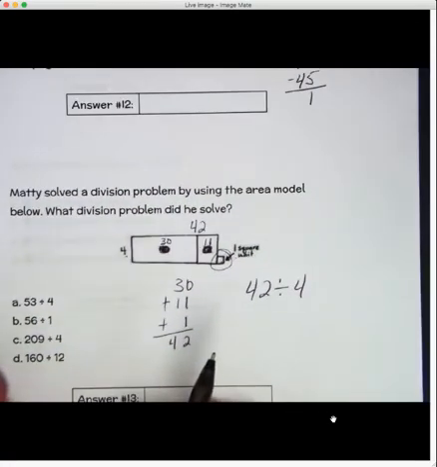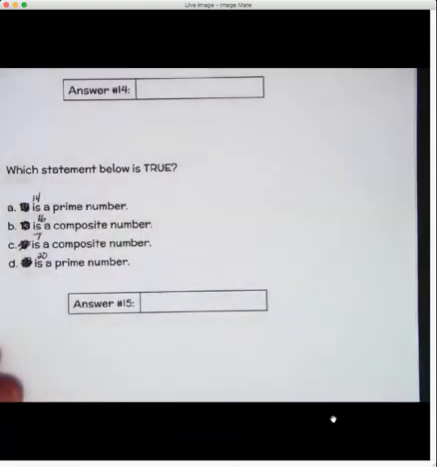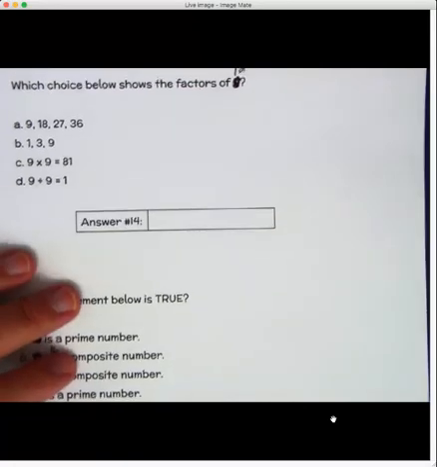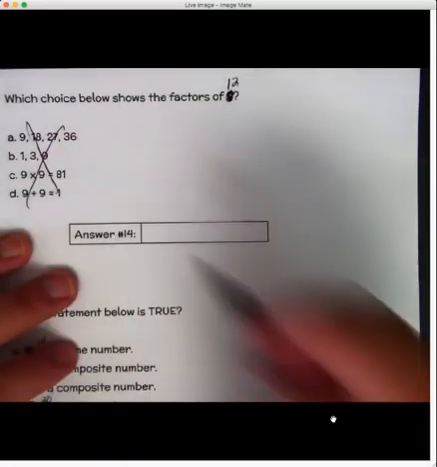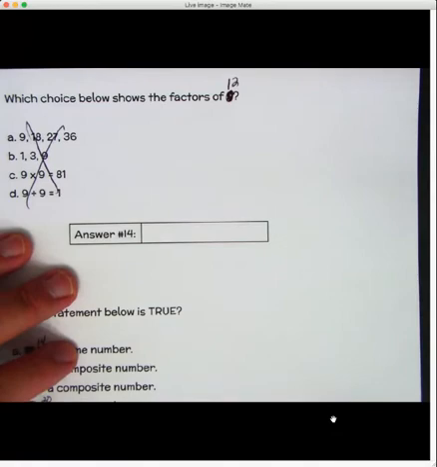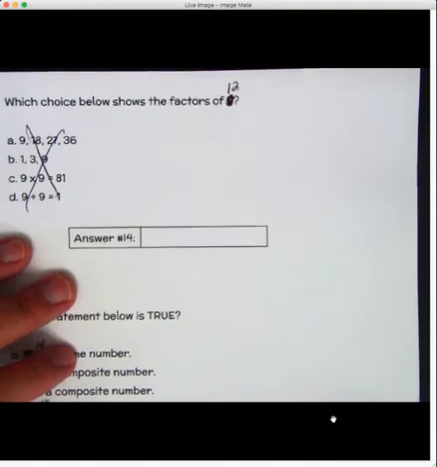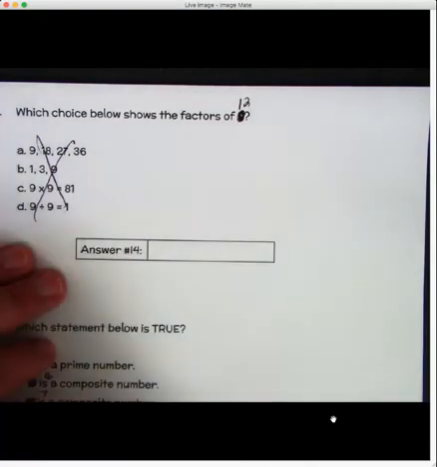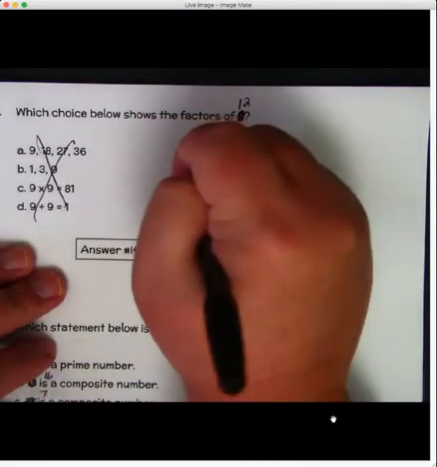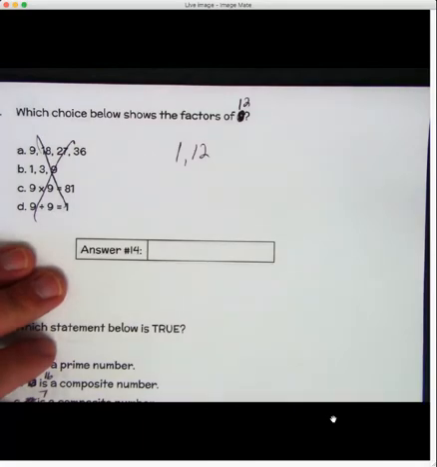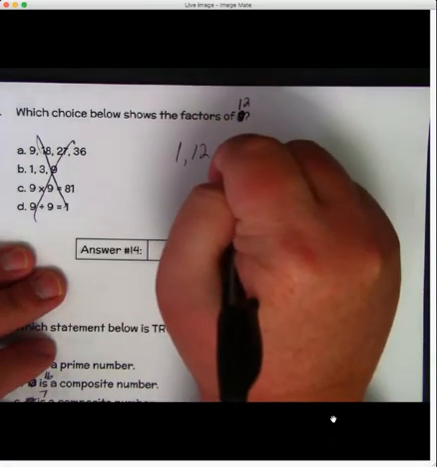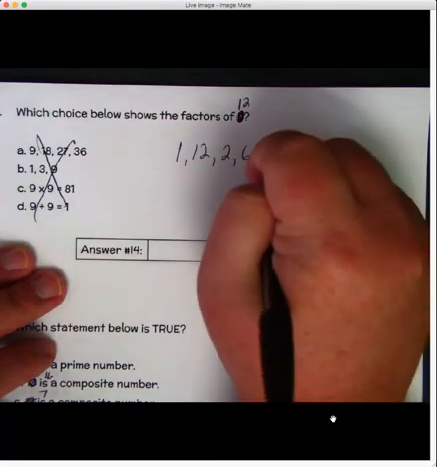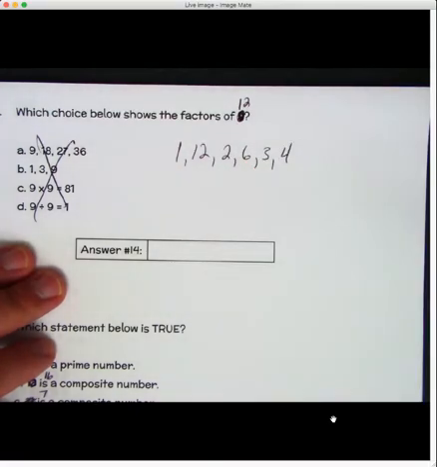All right, moving on to question 14. Which choice below shows the factors of 12? Obviously, I changed the number. So you've got to be able to tell me the factors of 12. What numbers can you multiply together? Okay, remember factors are numbers you can multiply together to get 12. So you can do 1 times 12, can't you? You can do 2 times 6 to get 12. And you can do 3 times 4.